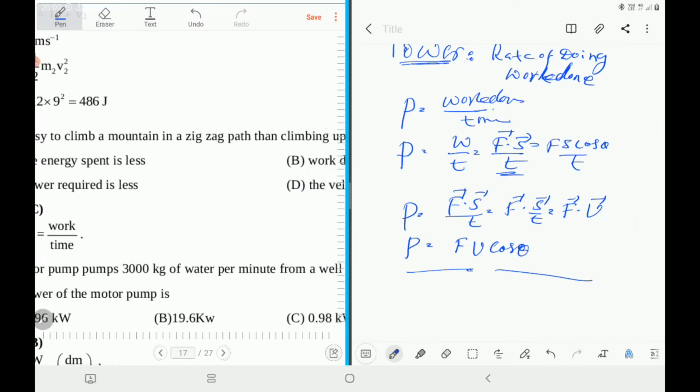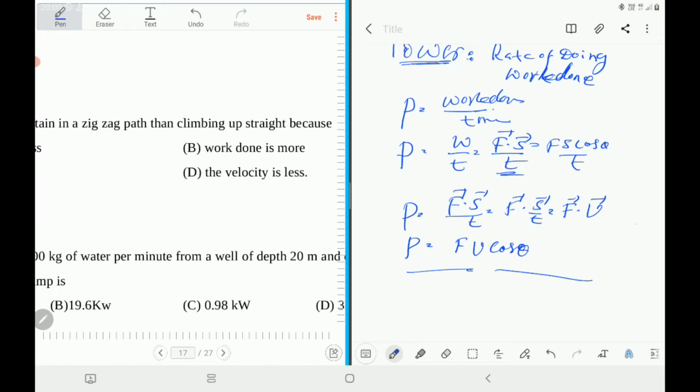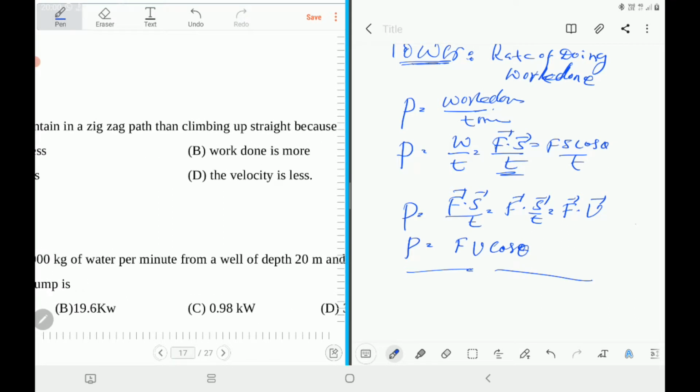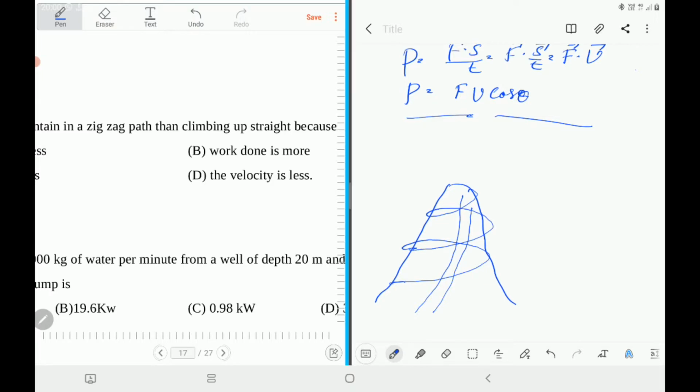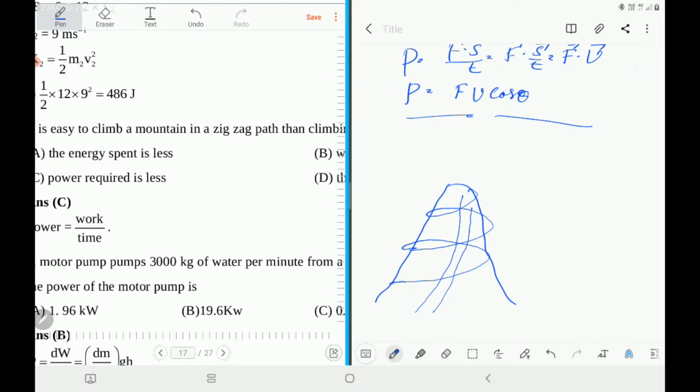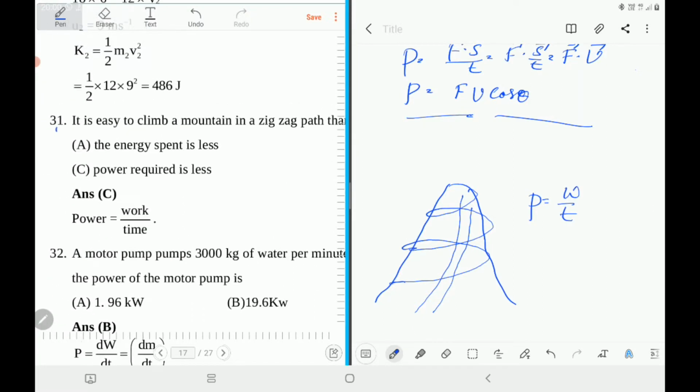a mountain in a zigzag path than climbing up straight, because there's a huge mountain, right? So normally the mountain roads will be like this, they move around in a helical path like this and reach the top. Instead of moving straight up, we could make a road straight up, but instead you see a helical path. Why? Because of power. What is power? It is work divided by time.